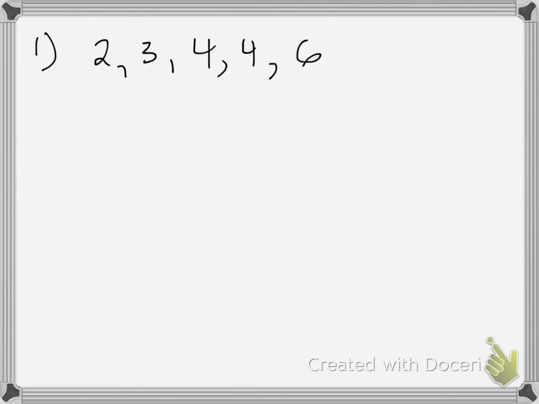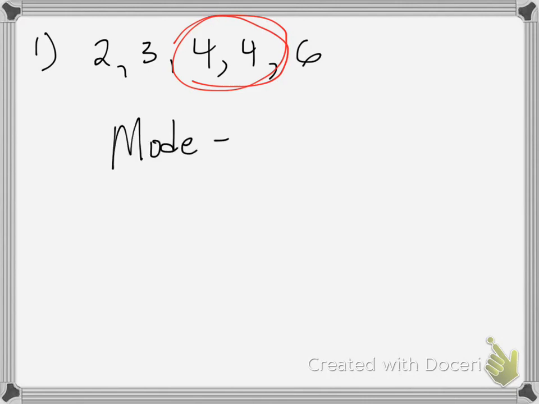Here's a small data set. It has the numbers 2, 3, 4, 4, and 6. So if we're looking for the mode, that is the number that occurs the most often. And the number that occurs the most often in this data set is, of course, 4. And the reason that it's 4 is because in this data set there are 2 4s, and all of the other numbers we only see one time. So for this data set, the mode is 4. And honestly, that's it, folks. It's as simple as that.